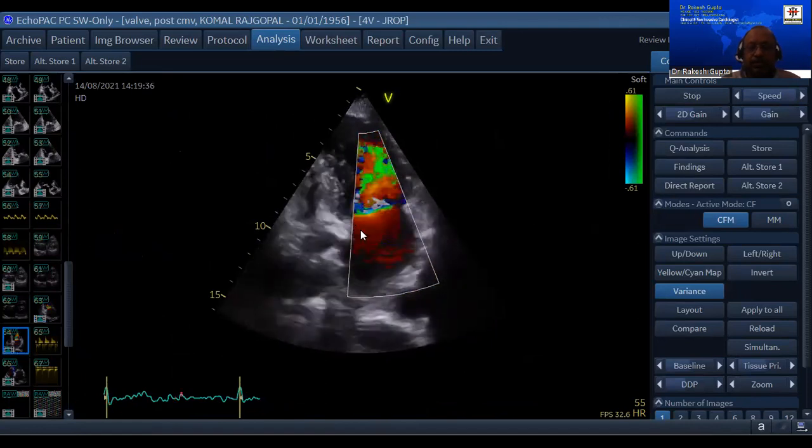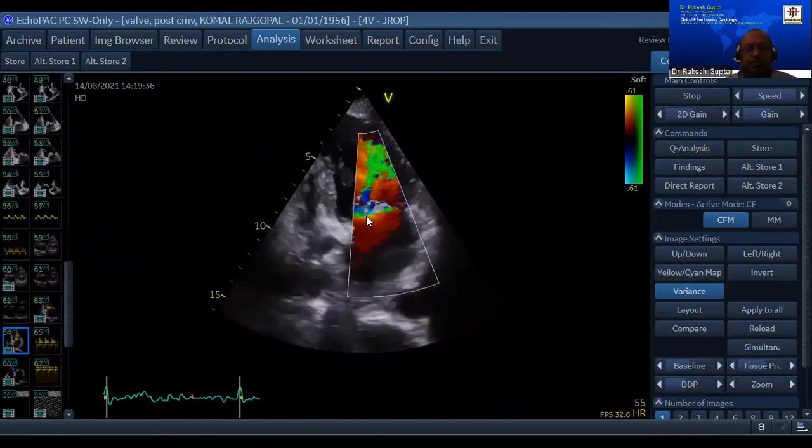And she has got at least moderate degree of mitral regurgitation now. Why this moderate degree of mitral regurgitation, Nida? Sir, because of the AML tears, sir. Not AML tear. AML tear will never happen.